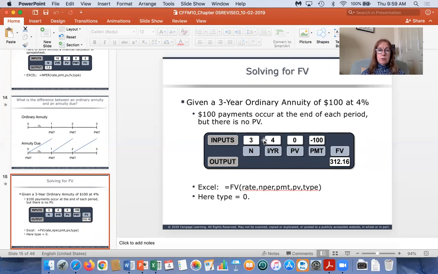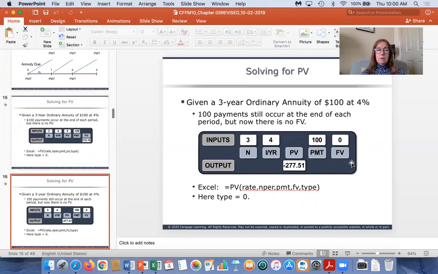Basically what this is saying is, if I put $100 in an account at the end of each year for 3 years at 4%, what is it worth at the end of 3 years? How much money do I have? We put in the inputs, and then you compute future value. You'll notice present value is 0 because there's no lump sum, but the payment is $100. And so we end up with a future value of $312.16.